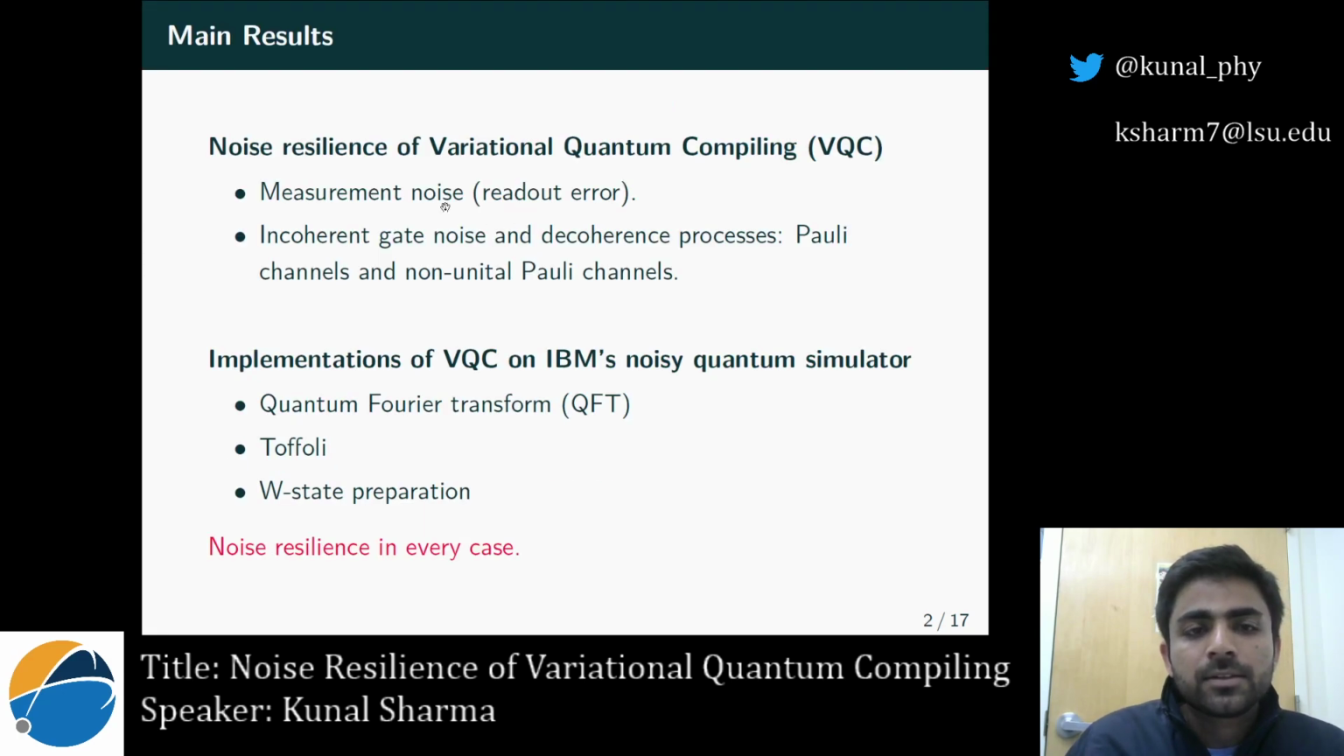So these are our main results. We show that variational quantum compiling exhibits noise resilience to these noise models. And these noise models are very physically relevant because current quantum computers are noisy. And we extend our results to even general noise models by doing some simulations on IBM's quantum simulator. Specifically, we focus on QFT, Toffoli, and W state preparation circuits.